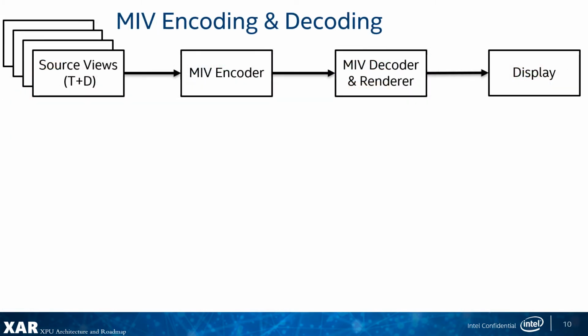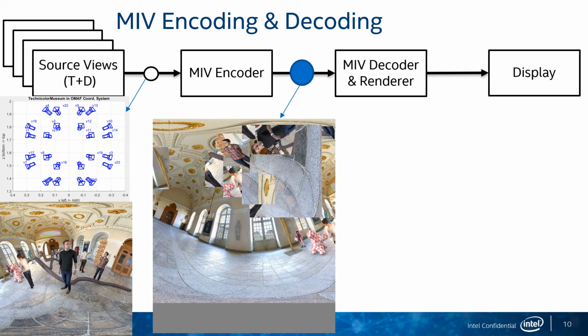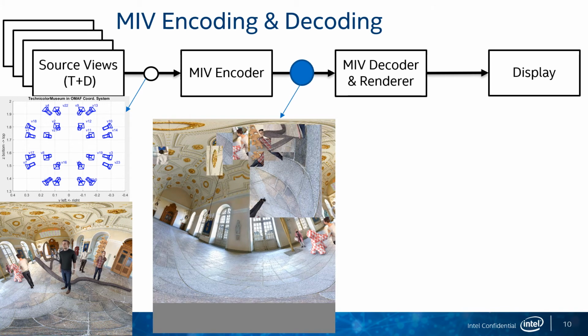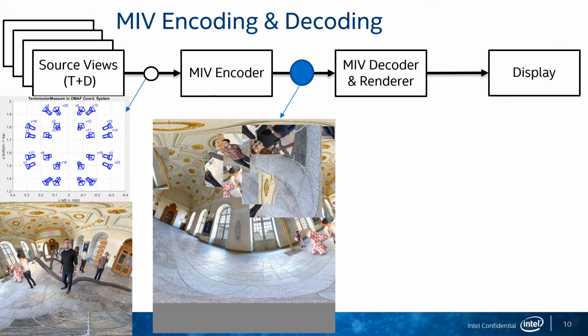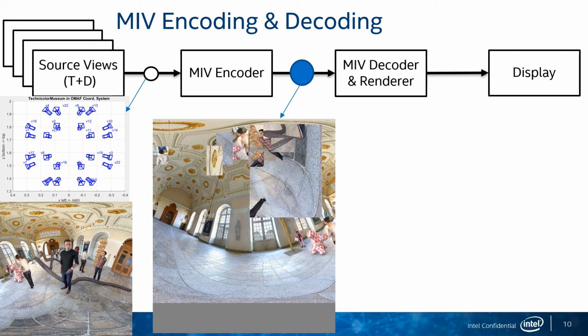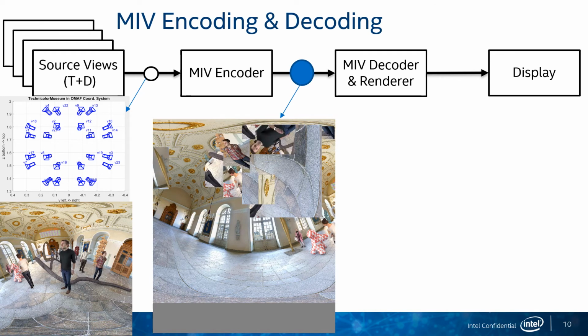This is a walkthrough of what's actually happening on actual content. So I have some source views, here's my camera layout, and here's a video of the scene that's being shown. And then I can do my MIV encoder, and I can create these atlases. I can have the patches and the atlases. And here's an example of patches and atlases that have been formed. So patches are formed, they're placed into atlases, and then that is encoded.